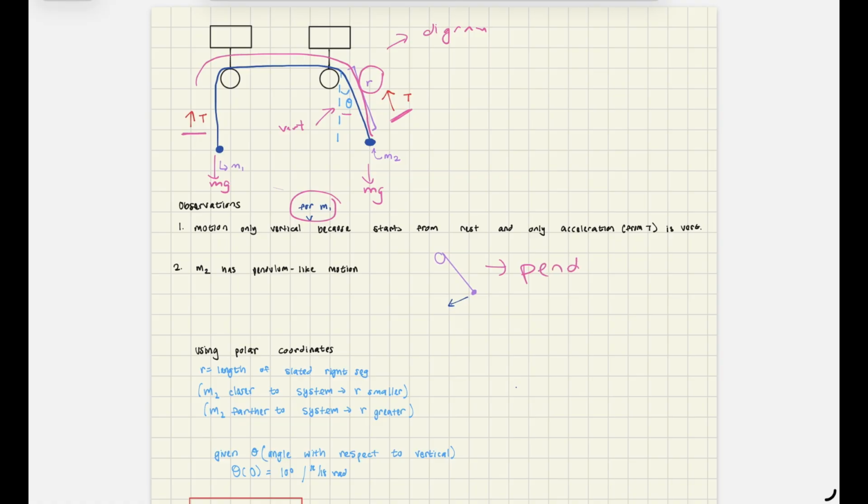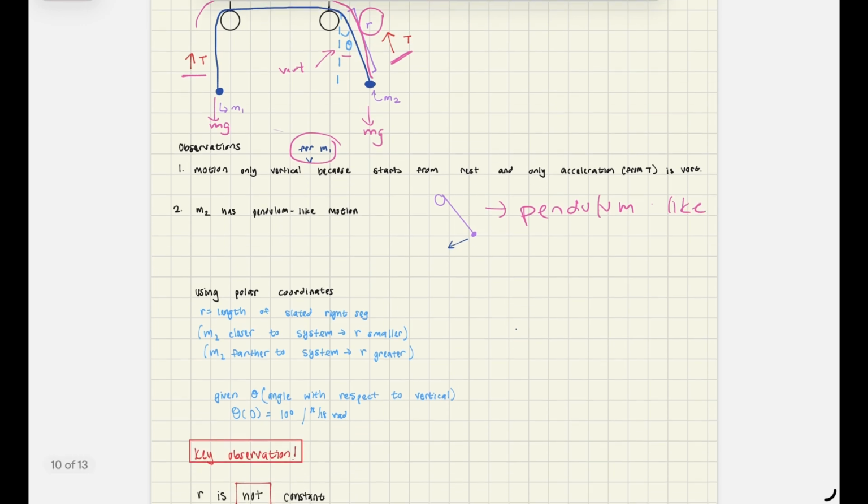We're going to write this mass 2 part in terms of polar coordinates, where that is our r, comma theta. And we're going to use that because it's more intuitive and it's easier to solve than doing it in Cartesian coordinates, which would be x, comma y. So we know that r is the length of the slanted right segment. And if the mass is closer to the system, then the r would be smaller, and if it was farther from the system, the r would be greater. And we're given the theta.